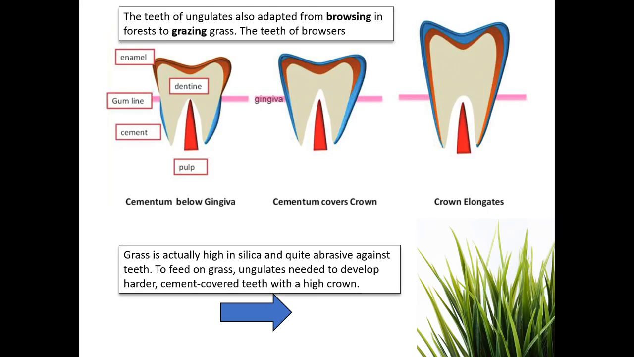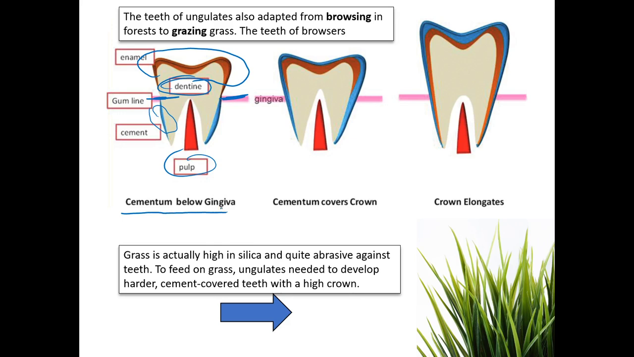Another adaptation we see with the ungulates, getting them more adapted to those grassy conditions, are changes in the teeth. So if you look at our tooth, this is kind of how most teeth are. We have the dentine, the pulp, in the center here. We have a cement here in the root, and then we have the enamel that covers it and protects the dentine. Okay, and then here's the gum line, right?